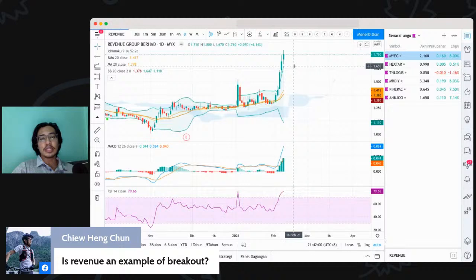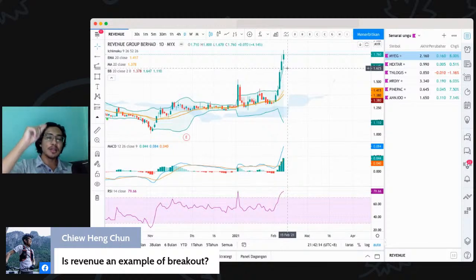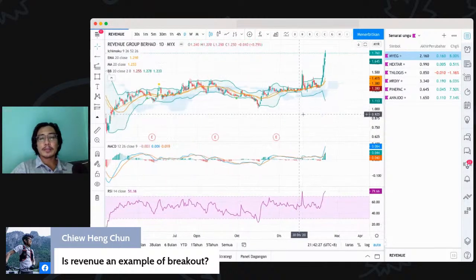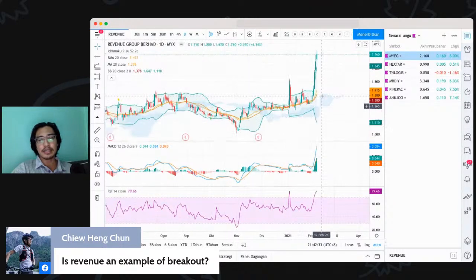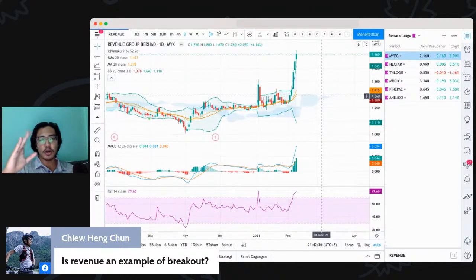For long term, maybe you entered when the price broke out and you can still hold this counter. You can use the upper band of Bollinger to see whether the price can still continue upward, whether it still has the strong momentum to go upward or not. So that's Revenue. But this is risky. Even though the trend angle is high and the momentum is strong, the momentum is getting slower.